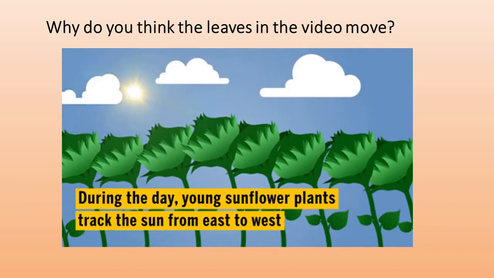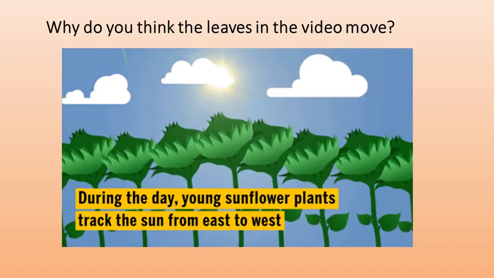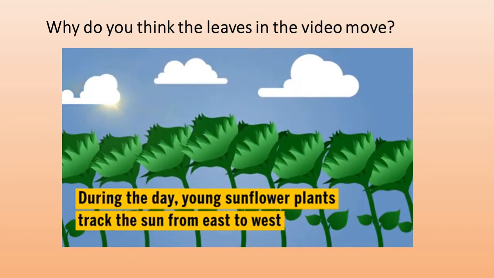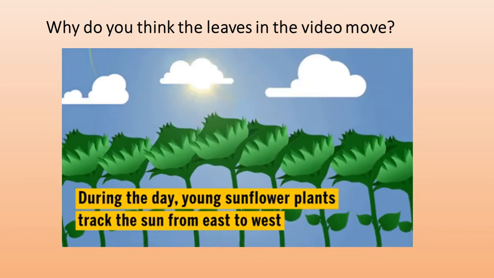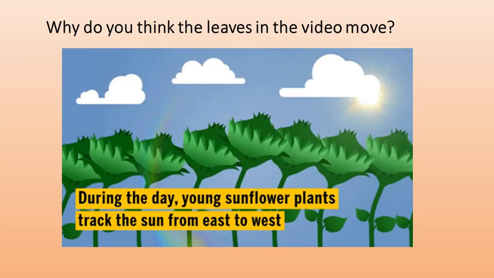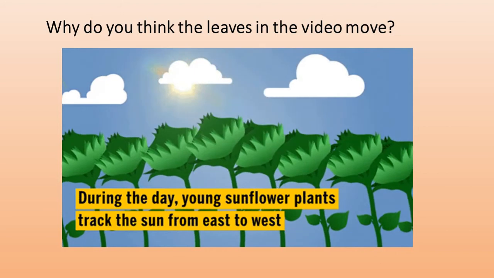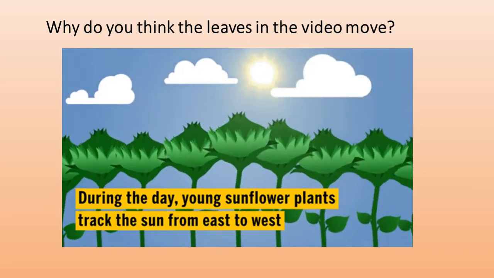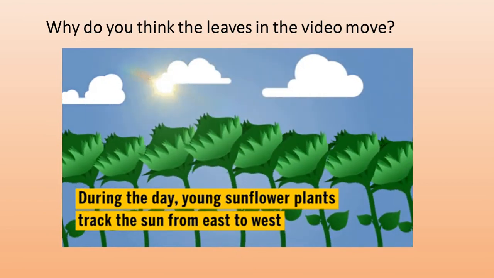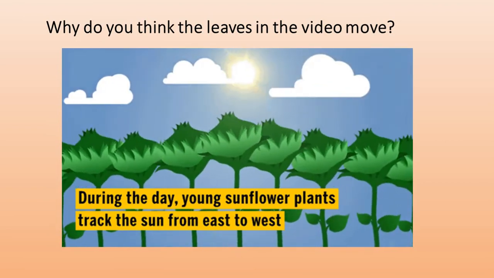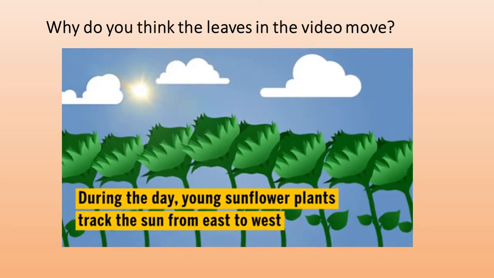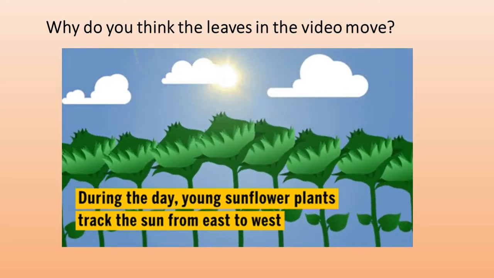These leaves are moving from east to west. Why do you think that? Why are they moving like this? Did you say that they love the sun? They follow the sun. They need the sunlight to live and grow. Excellent, grade one. They need the sunlight to live and grow. So they follow the sun from east to west, like this. It's very interesting, right, grade one?